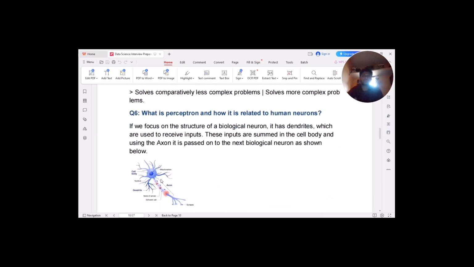So the next questions they might ask are related to deep learning, folks. What is a perceptron? How is it related to human neurons? If we focus on the structure of a biological neuron, it has dendrites which are used to receive the inputs. These inputs are summed in the cell body, and using the axon it is passed to the next biological neuron, as shown in this particular diagram.